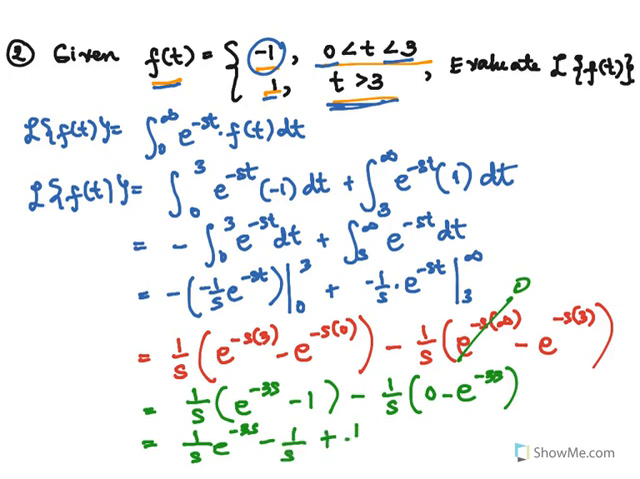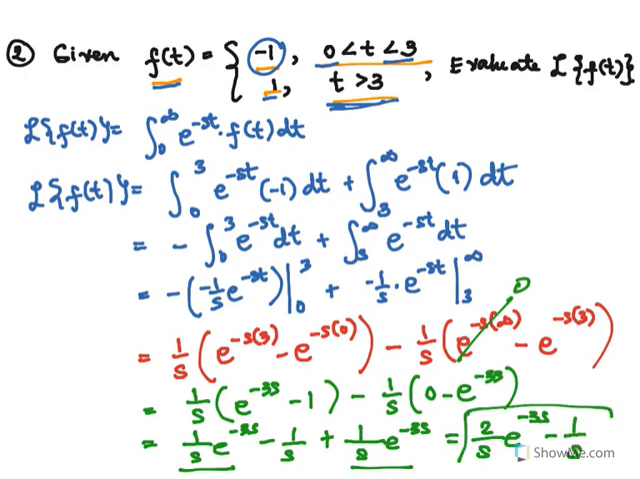1 over s, e to the negative 3s. So we can combine the first and the last term. So you get 2 over s, e to the negative 3s, minus 1 over s.